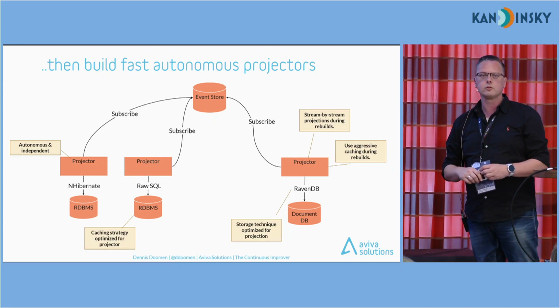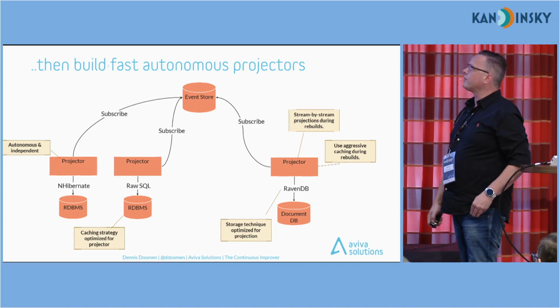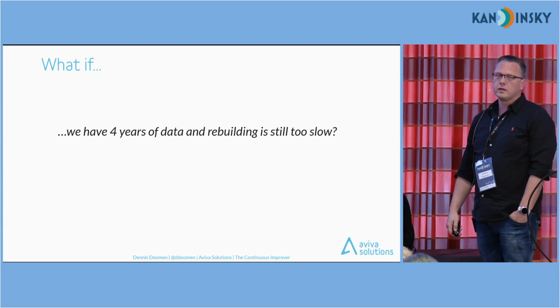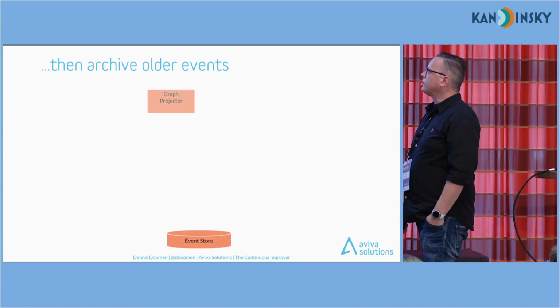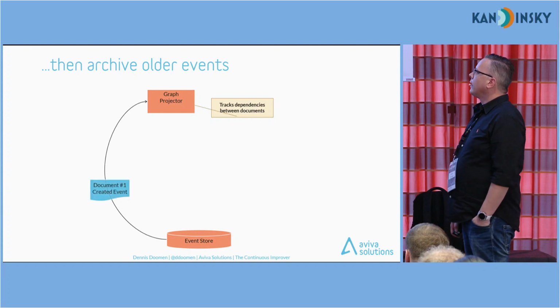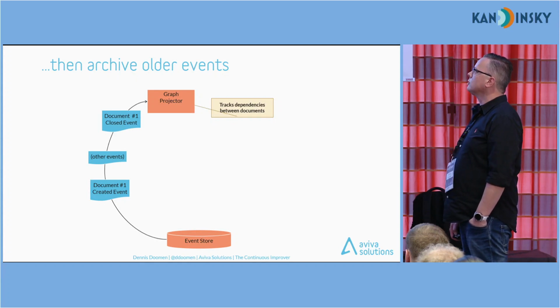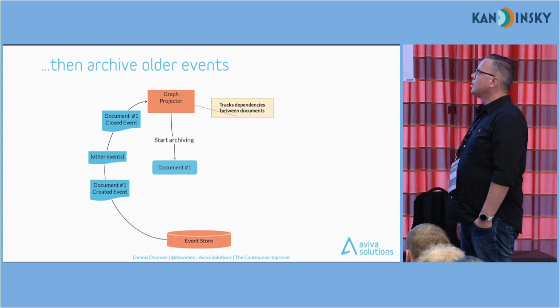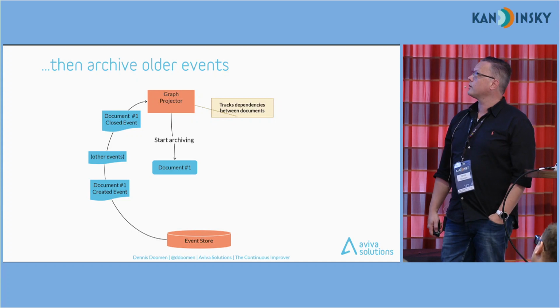I saw a couple of guys doing that on the project that I work with now. That's a nice solution. Now, what if you have like 4 years of data and rebuilding is still slow? Well, you can archive all the events. In the event store, you have a graph projector that tracks all the dependencies between the documents. There are events there: a document was created, a couple of other events, the document was closed, and at that point the graph projector knows that it is closed, tracks all the dependencies, and then if all the documents related in this graph are done, you can mark it as archiving, or you can archive the document.